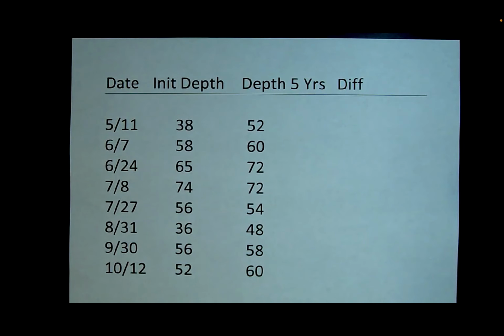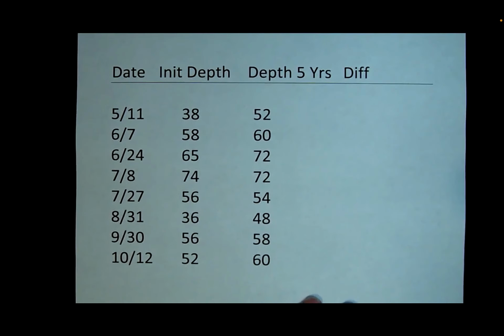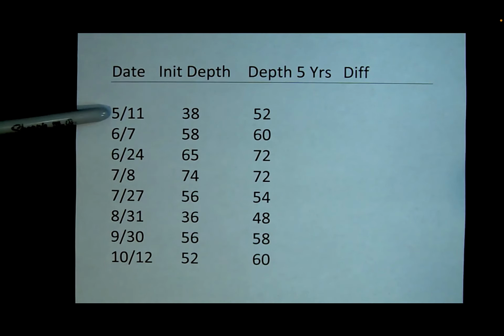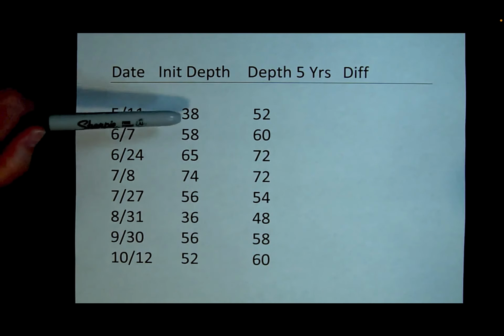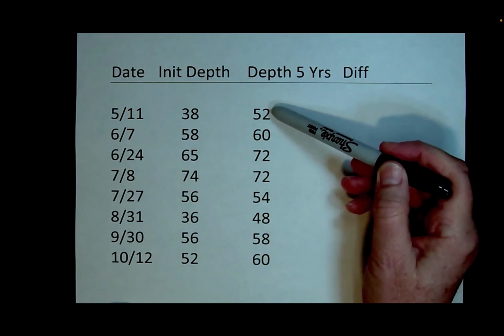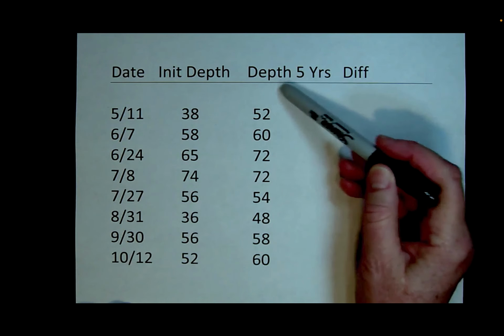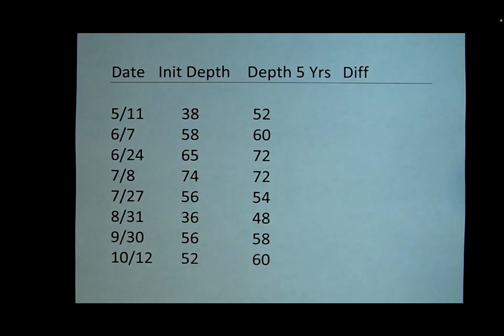So what's going on here is again, there's some location that's the same all the time. Otherwise, different factors would affect the clarity because it's different in different locations. So we've got this one location where we're checking the clarity, and the researcher also is using the same date of the year. So like maybe this is 5/11 the year 2000, and then 5/11 of the year 2005. So depth 5 years later. And that's important because water clarity also varies with the time of year.